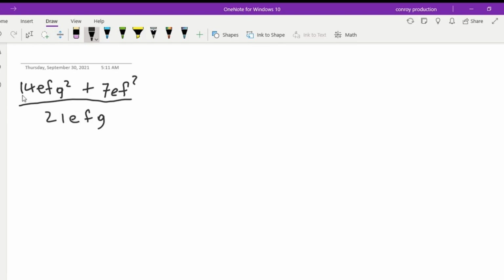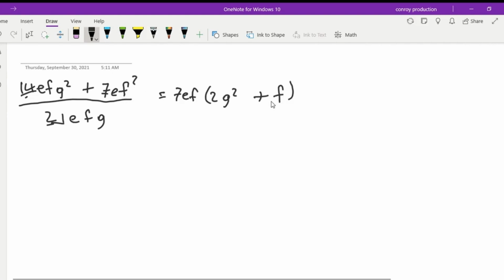factoring out something, right? In the numbers, we can factor out something because they are similar, right? We can factor out 21. We can factor out a 7. In the letters, we see we can factor out also EF. So let's start by doing that. It's 7EF. 7EF into 14EFG squared will go 2G squared. That's right here now. 7EF into 7EF squared will go F times.